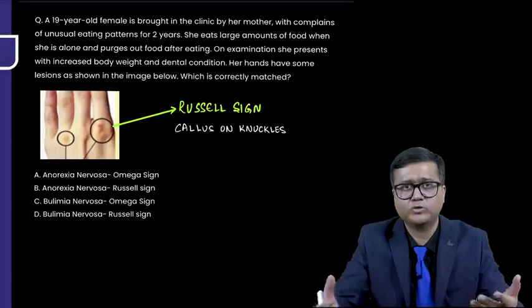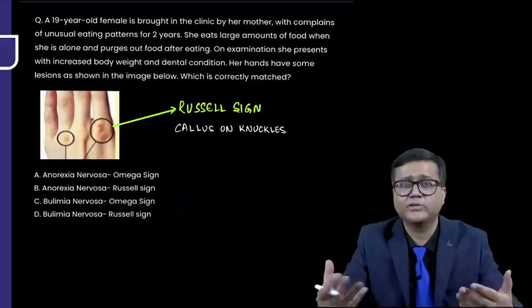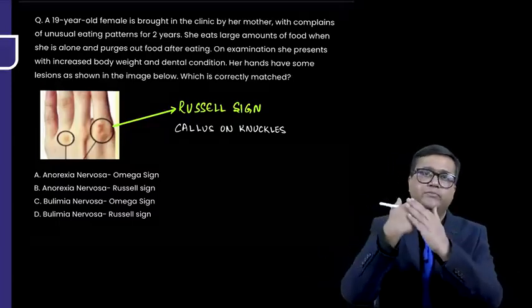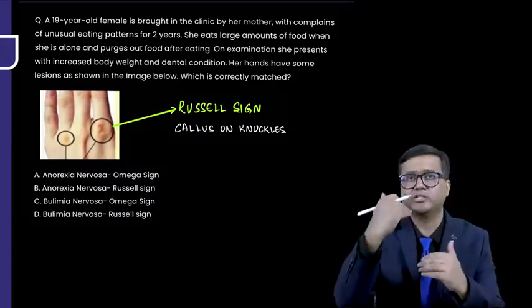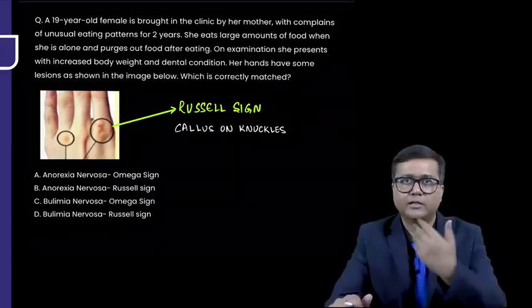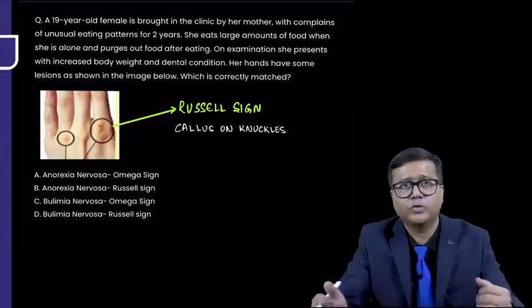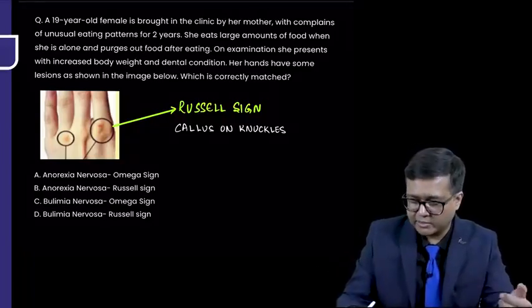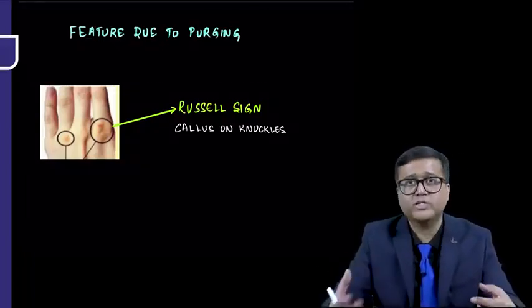And this occurs because of repeated purging, such as self-induced vomiting. Because of repeated self-induced vomiting, these knuckles get injured by the teeth and the oral area. So there is callus on the knuckles. So it's a feature of purging.